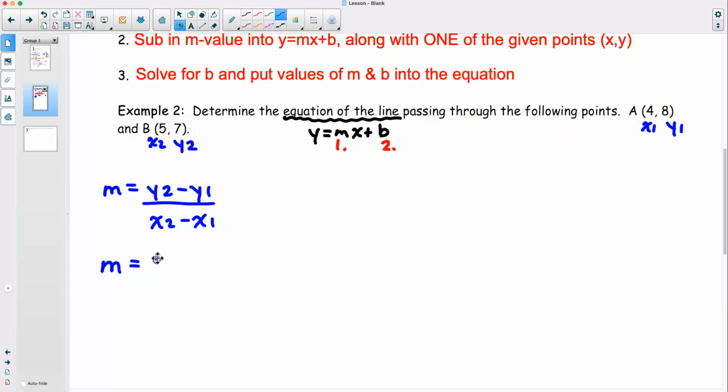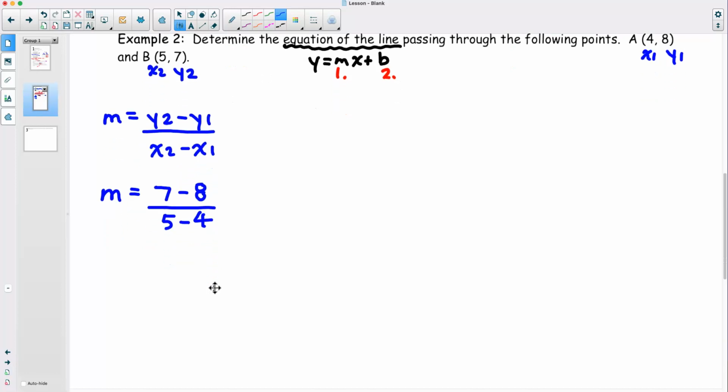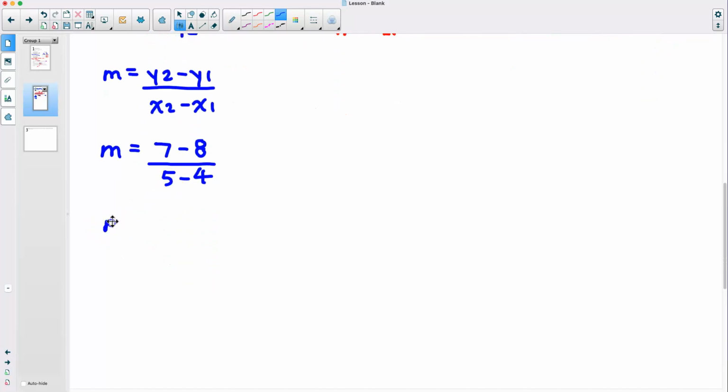So y2 is 7, subtract y1, which is all the way over here, which is 8, over x2, which is right there, which is 5, subtract, which comes from your equation, 4. So we are going to get, if we just continue to simplify, minus 1 over positive 1, and we can just simplify this nice and neatly to negative 1.